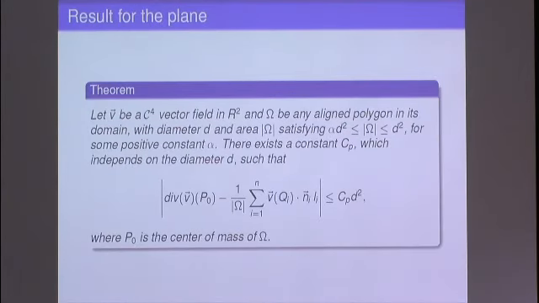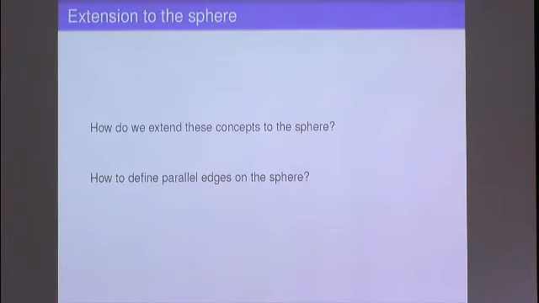And what happens is, for the plane, it's not difficult to show using Taylor expansions that if the polygon is aligned, and you need a condition that the polygon is not degenerate, that means that the area is not too small relative to the length of the edges, then you get second order approximation for that discretization. You need here P0 to be the center of mass. This was not difficult for a plane, but we want to use this on the sphere.